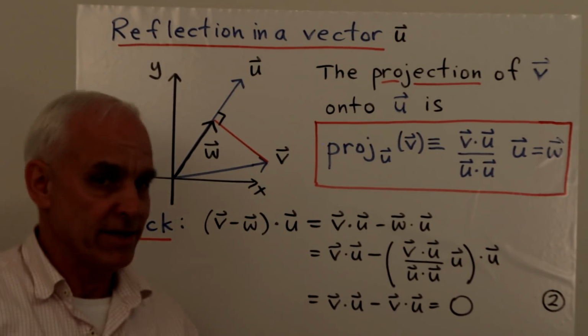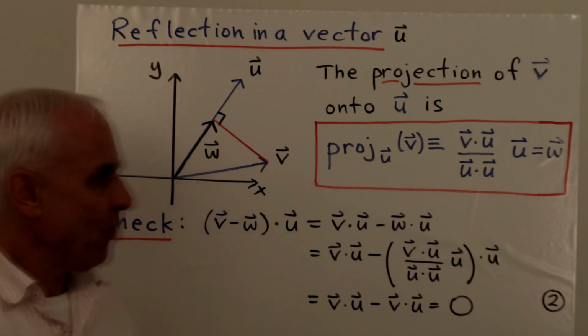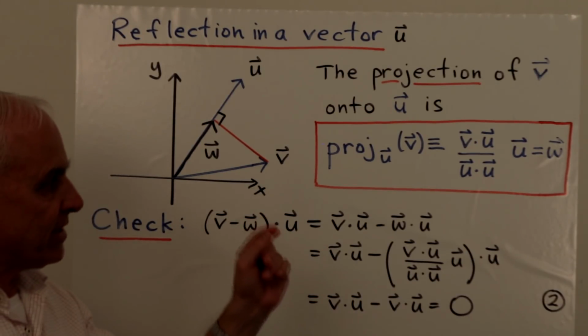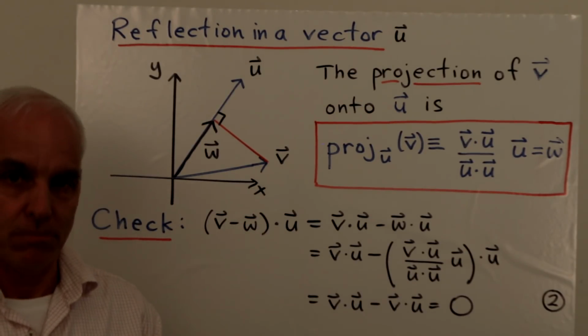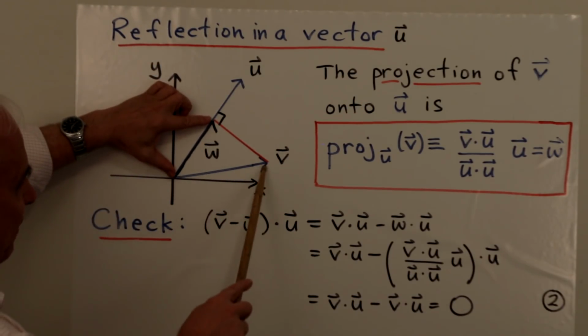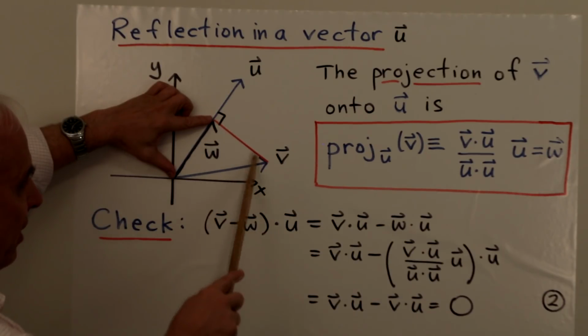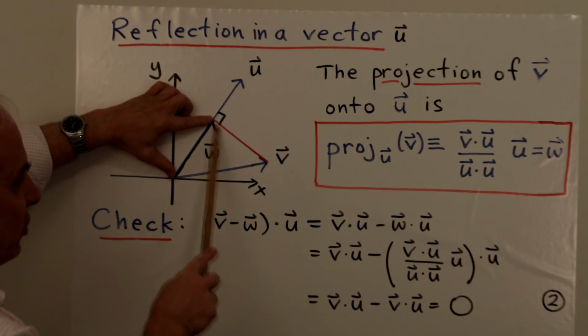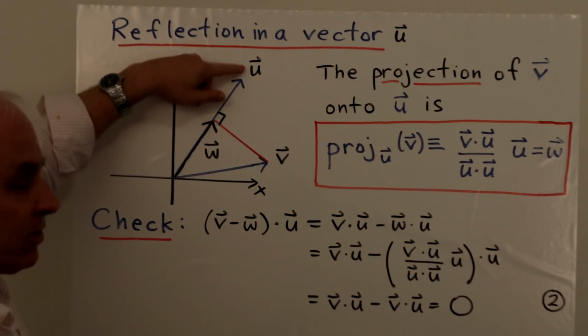Now, why is it that formula and not something else? Well, let's check that this actually satisfies what we wanted to have, which is the property that if we take the difference between v and w, so v minus w, that would be that vector there, that vector ought to be perpendicular to u.